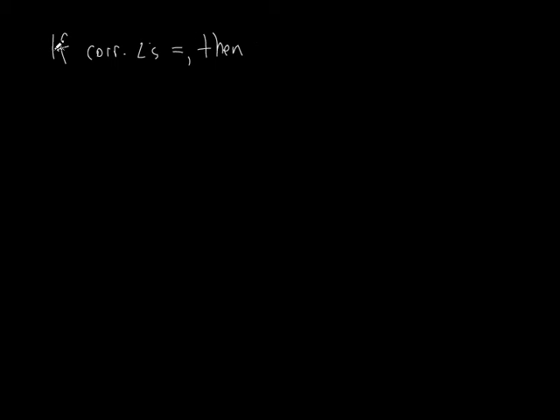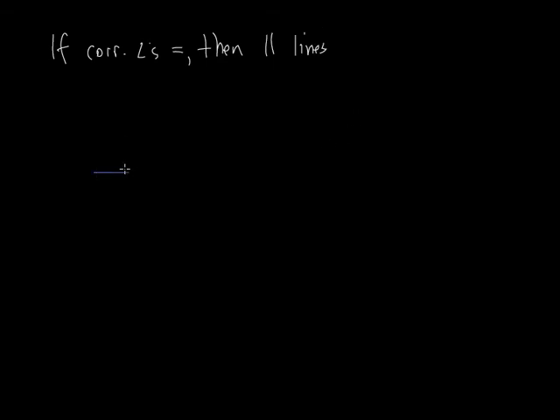So we're starting off saying if the corresponding angles are equal, then you have parallel lines. I just really shortened it right here, okay? So technically it would be if two lines are cut by a transversal and the corresponding angles are equal, then the lines are parallel. Make sense? Okay, let's draw the picture.